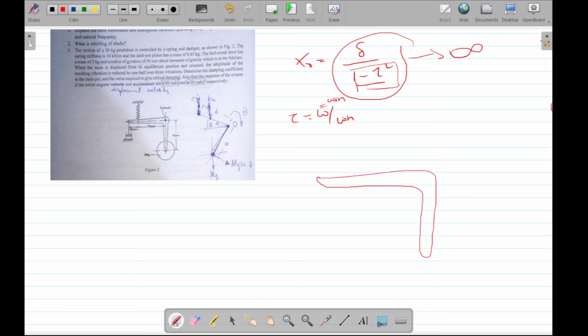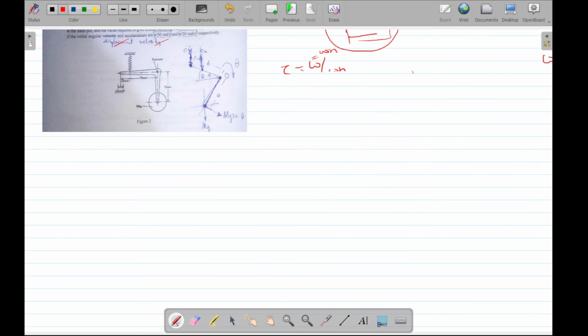All right, so which is the critical damping coefficient. Also find the response of the system if the initial angular velocity and acceleration are pi on 50. Okay, that's supposed to be initial displacement and velocity, not whatever it says.